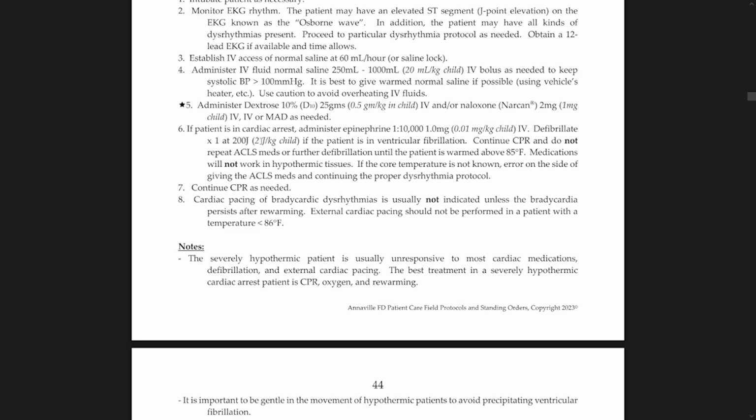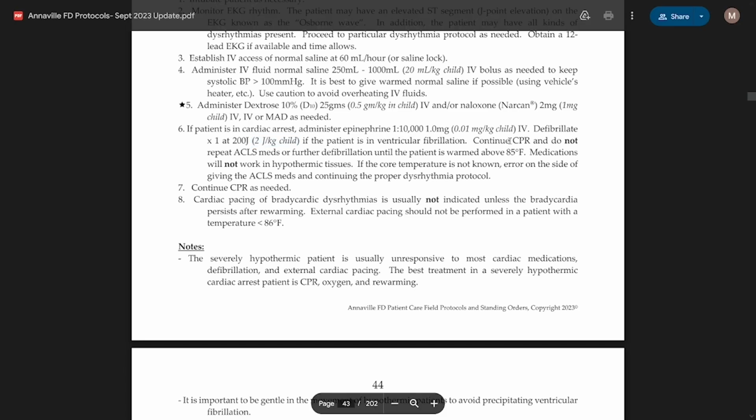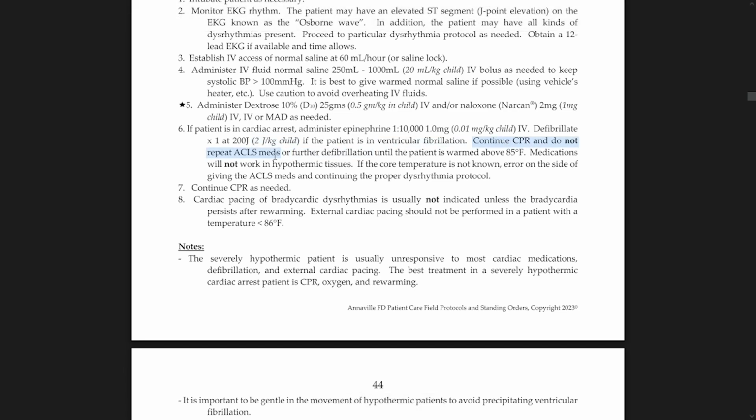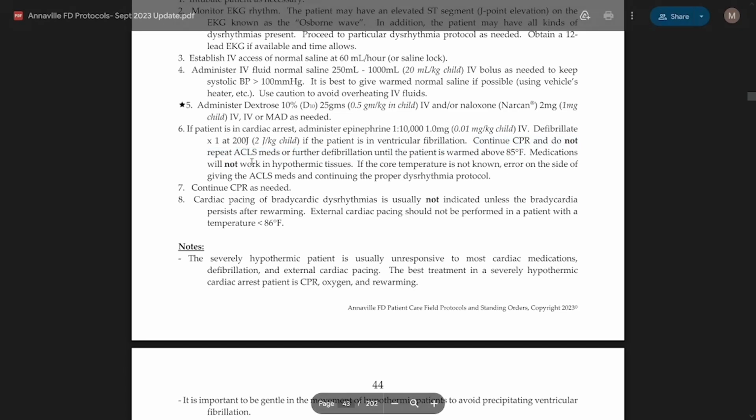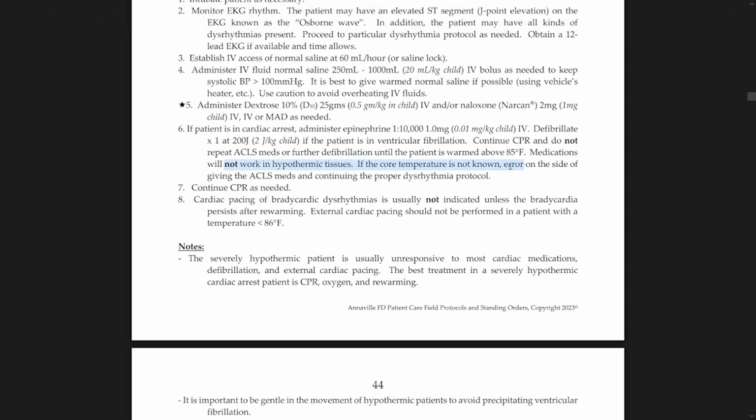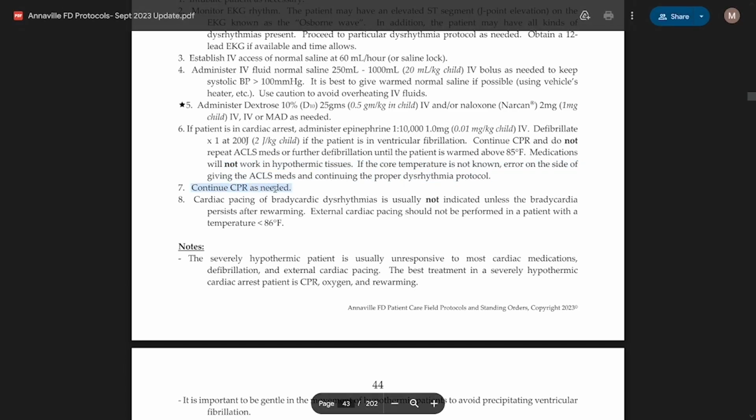Defibrillate at 200 joules or 2 joules per kilogram for a child if the patient is in VFib. Continue CPR and do not repeat ACLS medications or further defibrillations until the patient is warmed above 85 degrees Fahrenheit. Medications will not work in hypothermic tissues. If the core temperature is not known, err on the side of giving the ACLS medications and continue the proper dysrhythmia protocols. Continue CPR as needed.